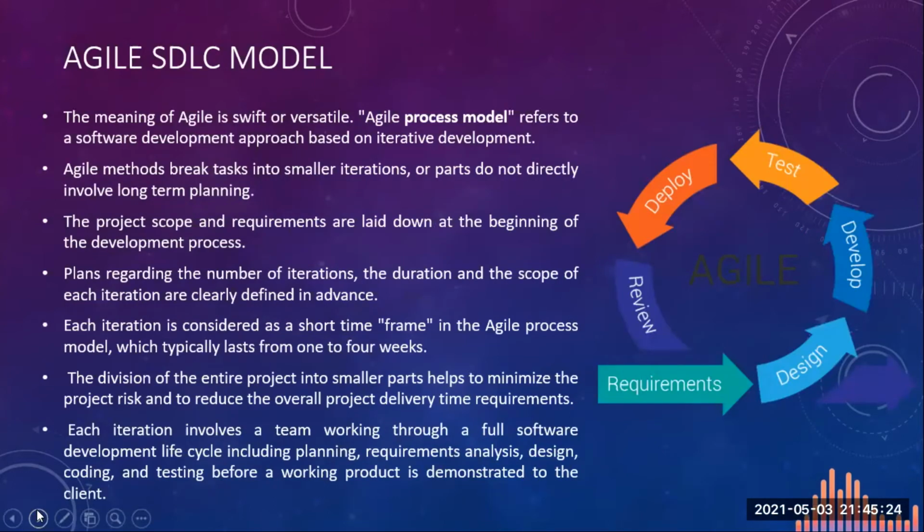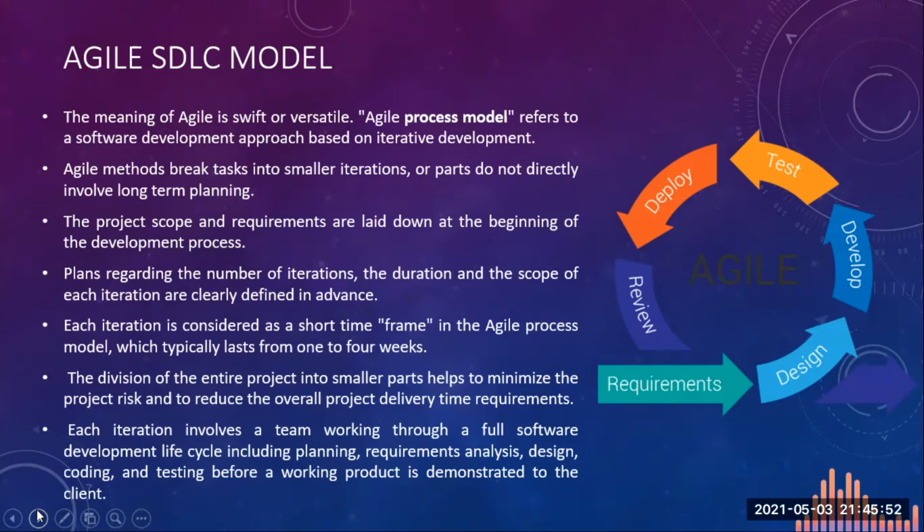Agile STLC model. The meaning of agile is swift or versatile. Agile process models refer to a software development approach based on iterative development. The agile method breaks tasks into smaller iterations or parts that do not directly involve long-term planning. The project scope and requirements are laid down at the beginning of the development process. Plans regarding the number of iterations, duration, and the scope of each iteration are clearly defined in advance.